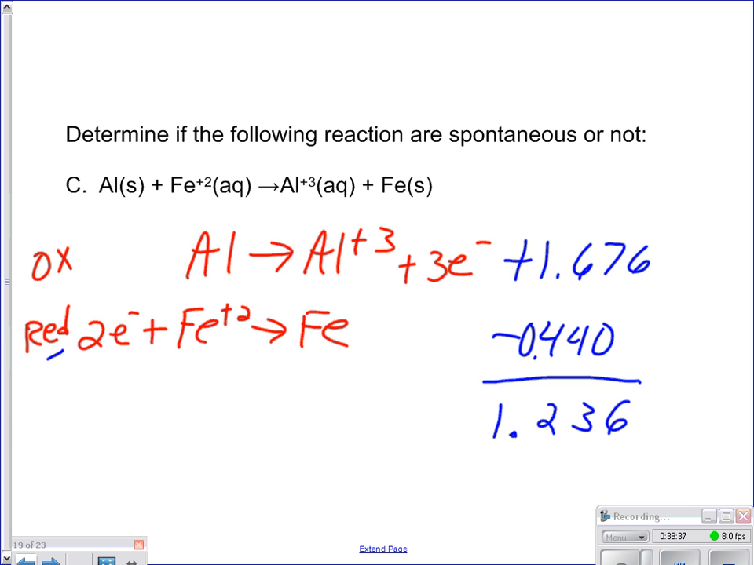All right, so we get a positive value, meaning yes, this would make a fabulous battery. And the voltage, it's going to be volts or units.